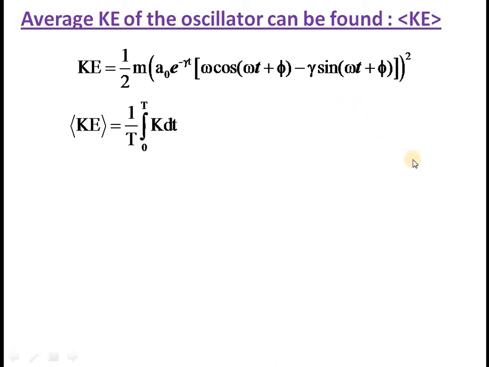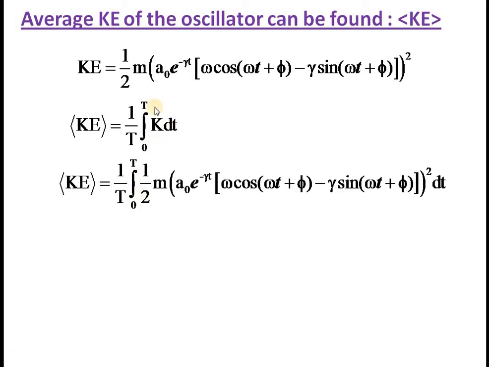If you show it in a waveform like this, you have the total energy in a cycle, and you divide that by the total time, which is called capital T. So the total kinetic energy in a cycle divided by the total time gives you the average kinetic energy. We can find it. How will you find it? You substitute for k. This is your k substituted. You have to integrate it.